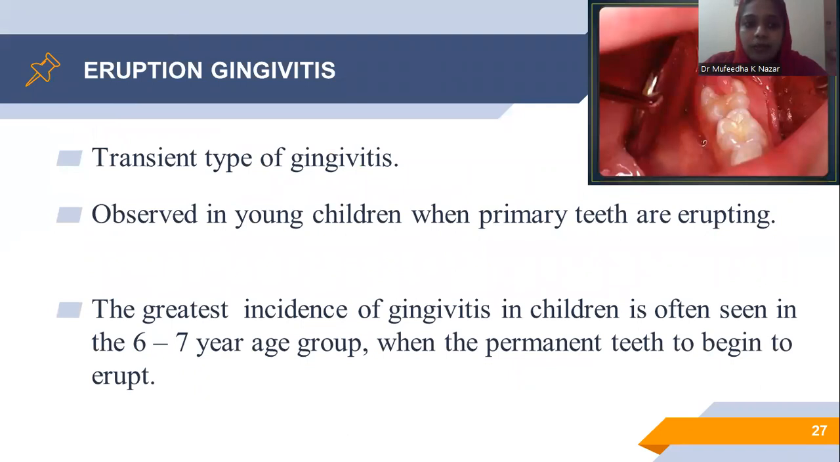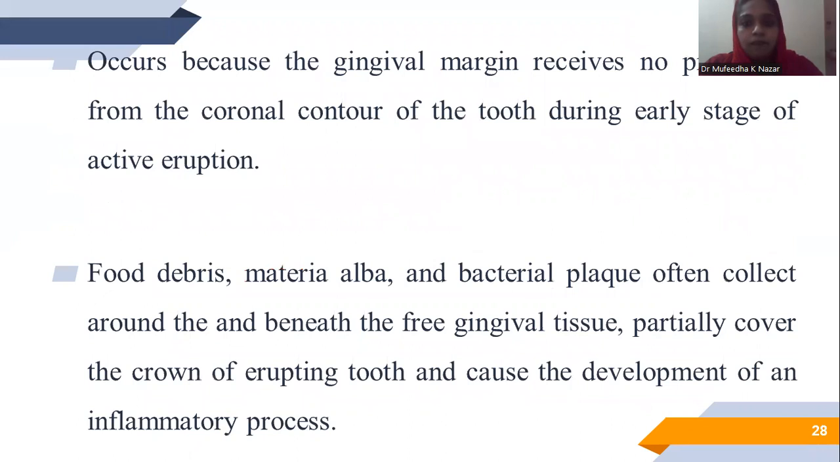Now let's discuss eruption gingivitis. Eruption gingivitis is a transient type of gingivitis that occurs in young children when their primary teeth or permanent teeth are erupting. The greatest incidence of eruption gingivitis is seen in the age group of 6 to 7 years, that is when the permanent teeth begin to erupt into the oral cavity.